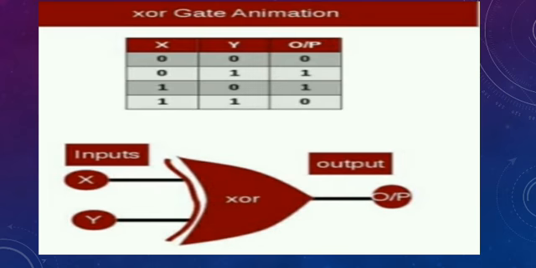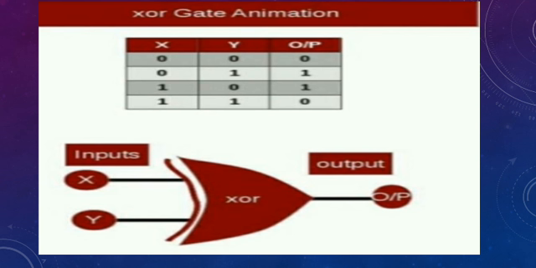XOR gate. The XOR gate is the exclusive gate. There is a symbol for the exclusive gate. It has two inputs and only one output. We call it A exclusive B.